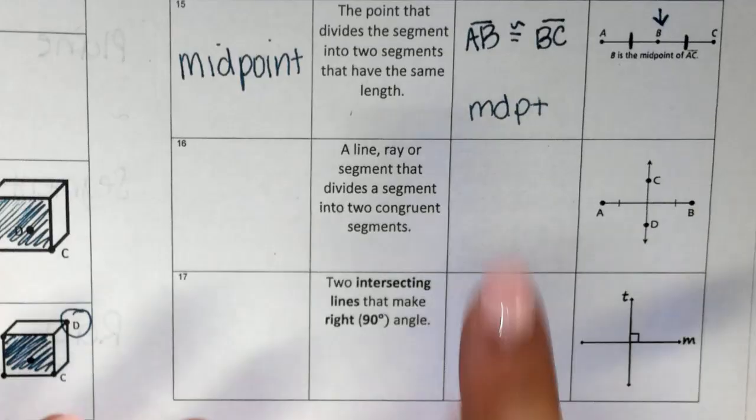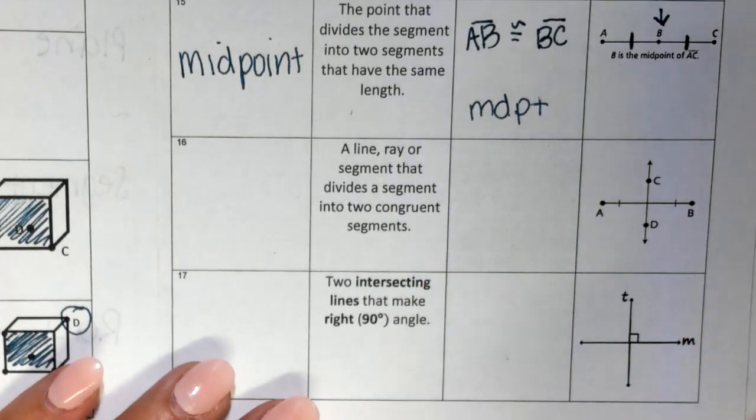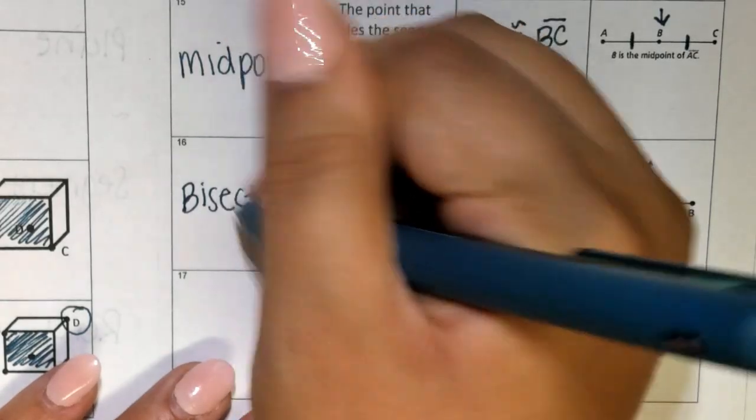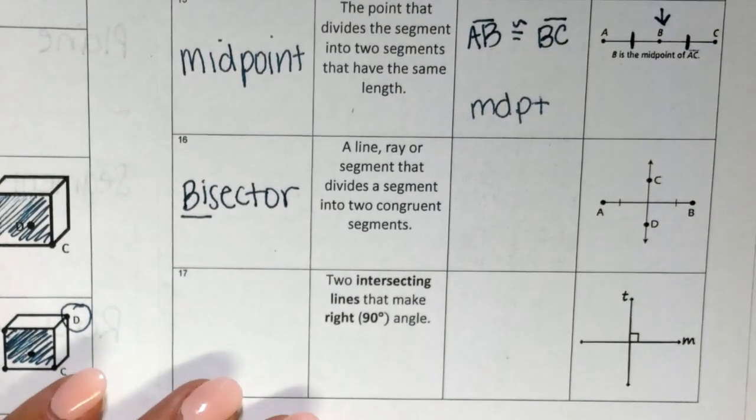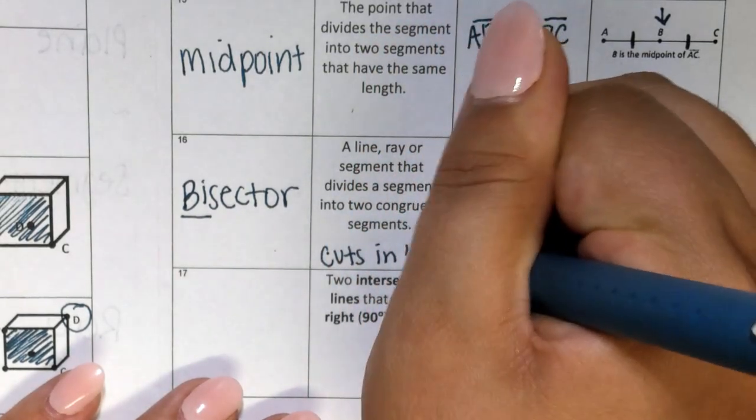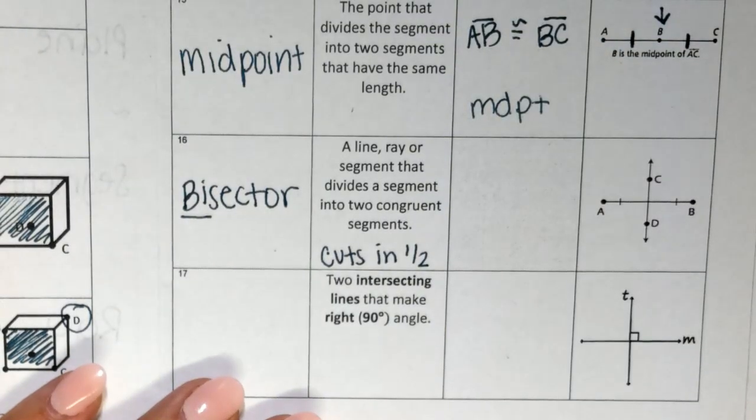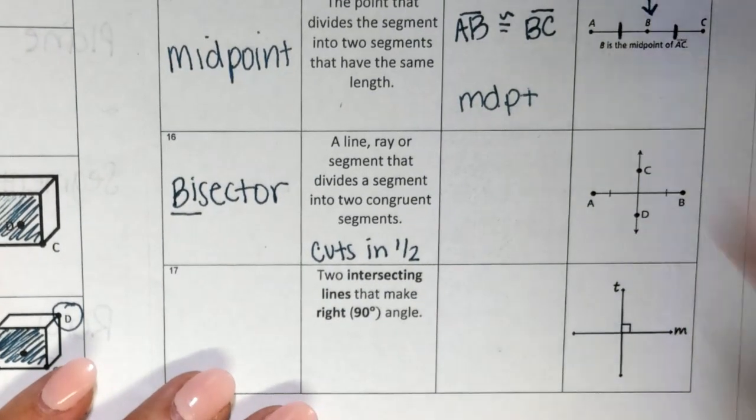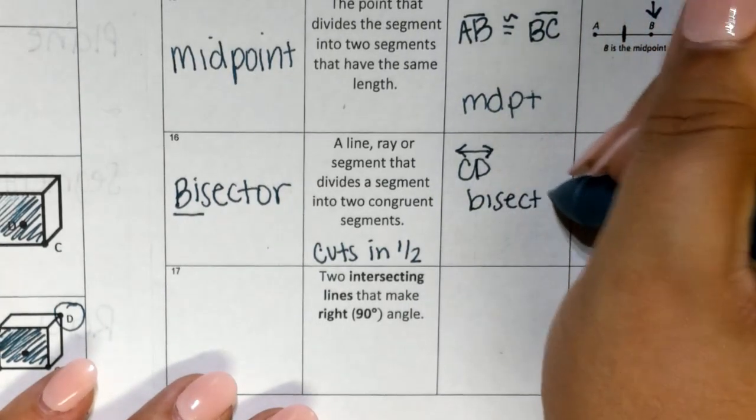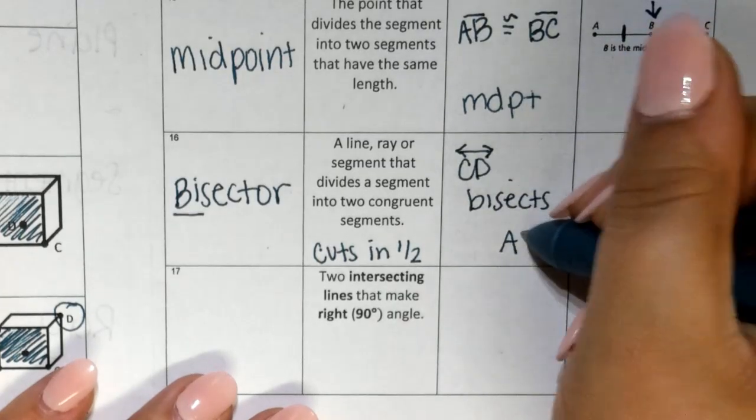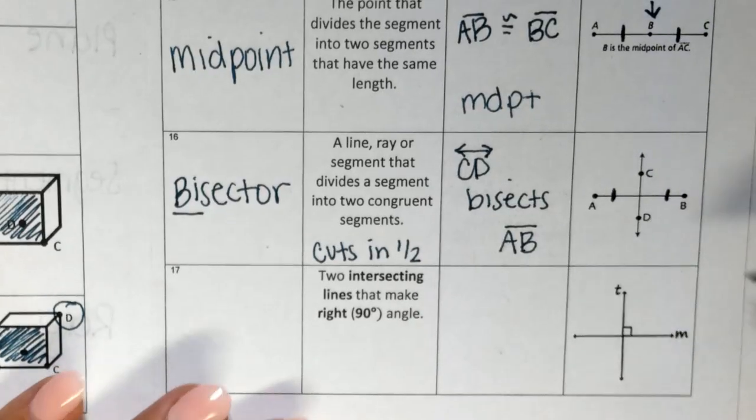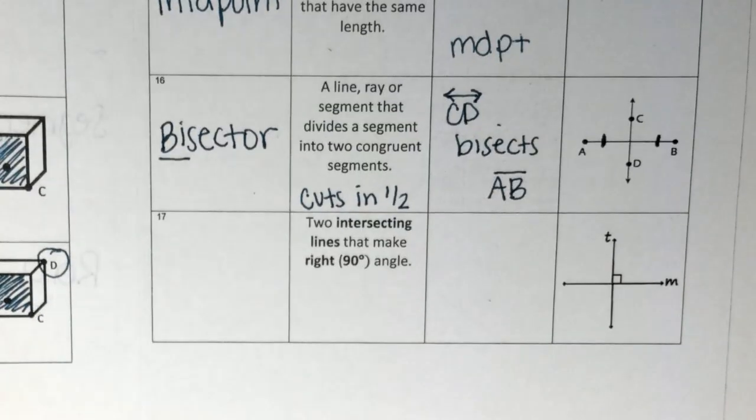Last two. A line, ray, or segment that divides a segment into two congruent segments is called a bisector. What does the prefix bi mean? Two. This cuts in half. A bisector cuts in half. So for this one, CD, the line, bisects AB, the segment. It cuts it in half. That's why both of these sides are the same. So think of a bisector, it's chopping it.